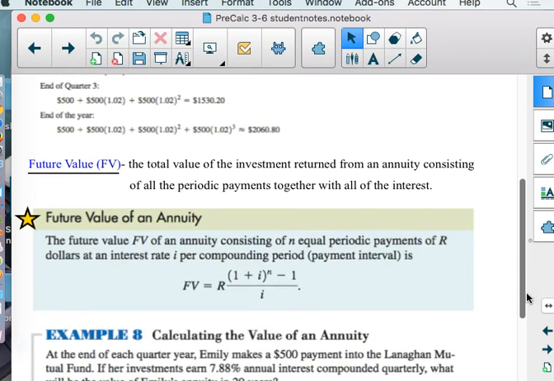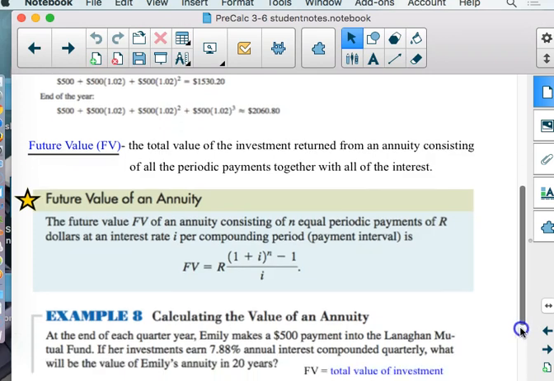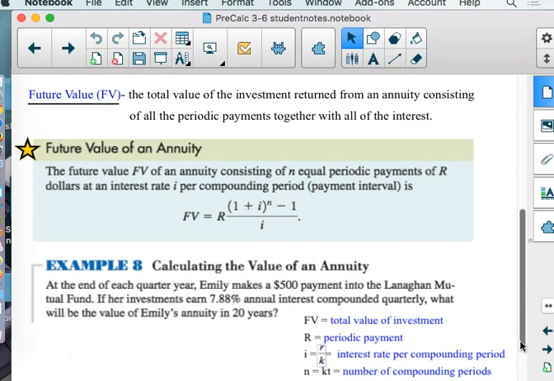So the future value is the total value of the investment returned from the annuity with all of the payments and the interest. How much would it be worth? So future value of an annuity, like I said, it's a great formula. It's got a lot going on. FV, and this R is going to be, what are the payments? What are those periodic payments that are being made?